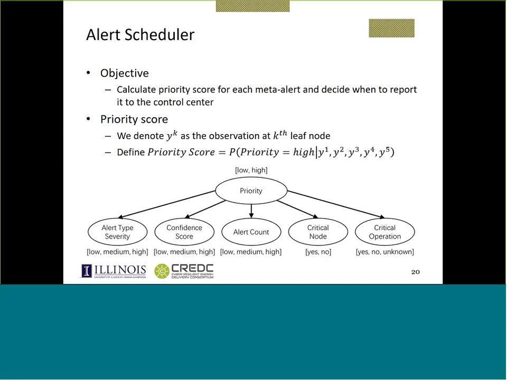The alert priority computation model is similar to the analog type inference model. It's also a Bayesian network with one root node and five child nodes. The root represents the alert priority with two hypothesis states, low priority and high priority. We designed the priority score to be the conditional probability of priority equals high, given the observations at all these child nodes. It can be calculated in similar ways as the analog type inference model.